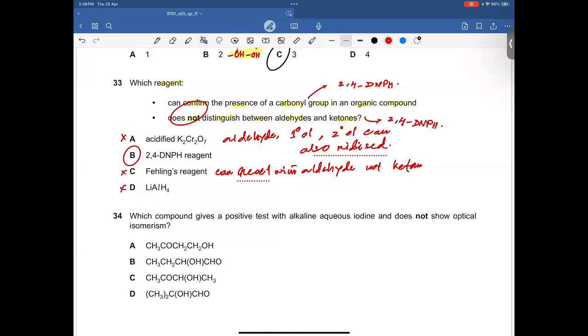I hope it makes sense to you. One more thing, when Fehling reagent reacts with aldehyde, obviously you will get brick red precipitates of copper monoxide. This observation is not gonna come in ketone.